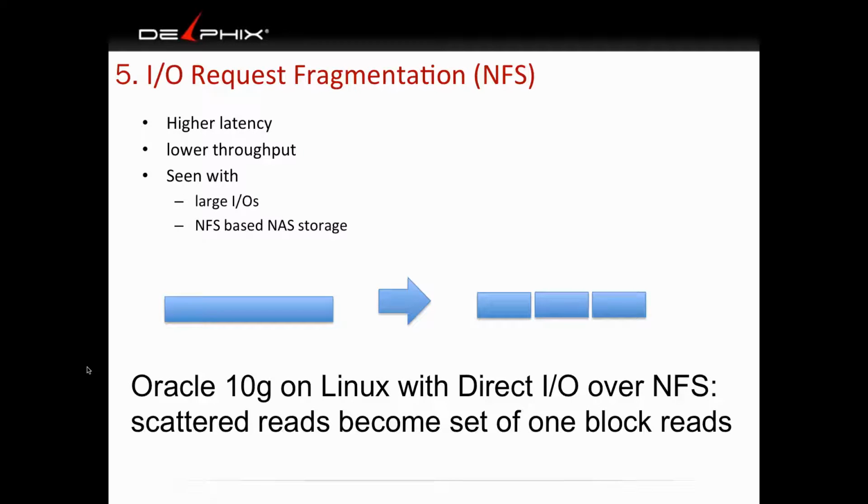So the other side of the point is fragmentation. And this happens a lot on DNFS. So I'll do an IO request, and that IO request will get fragmented. Just this past week, we saw a really good one. On Oracle 12G on Linux, the database was in direct IO over DNFS. Scattered reads, multi-block reads, were broken down into single block reads. And on 11, this doesn't happen. We haven't quite figured out why.